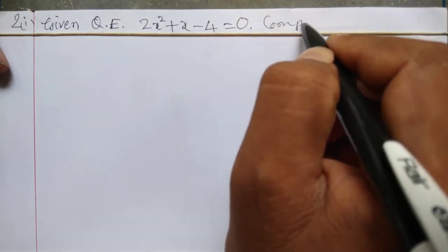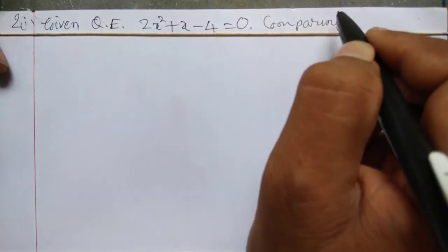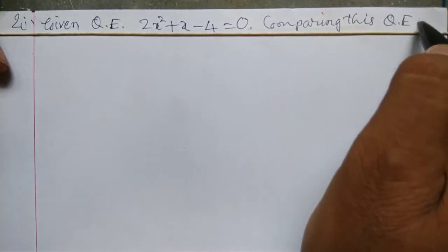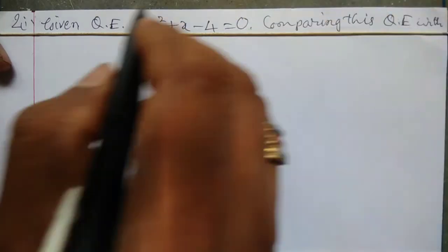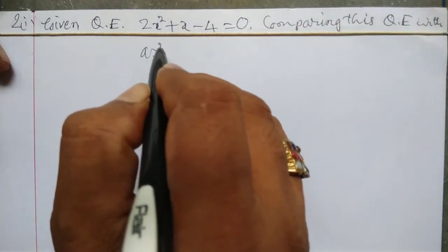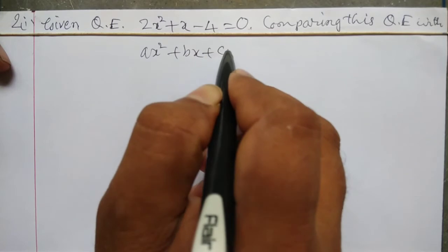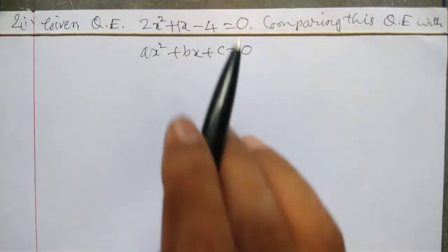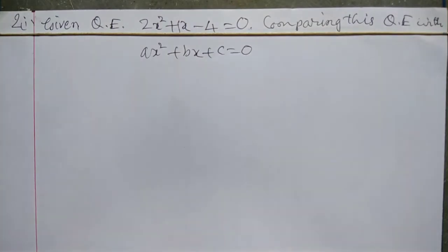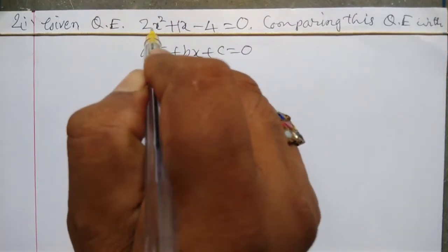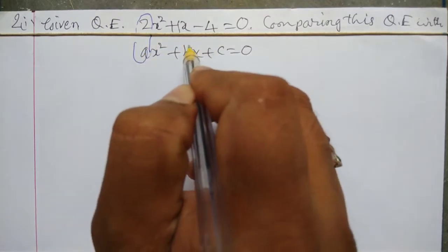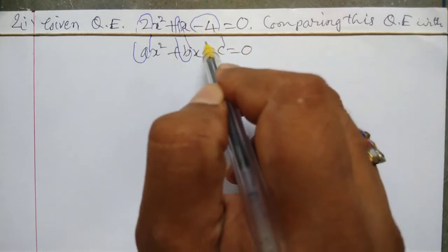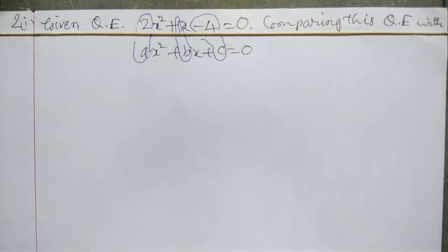Comparing this quadratic equation with the standard form ax square plus bx plus c is equal to 0. If we compare this, in place of a there is 2, in place of b there is 1, in place of c there is minus 4. Like this we have to compare.